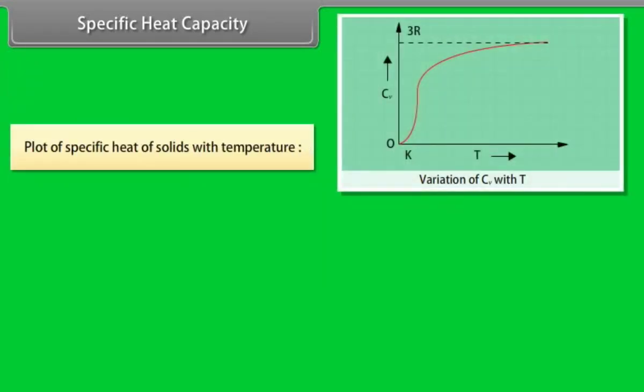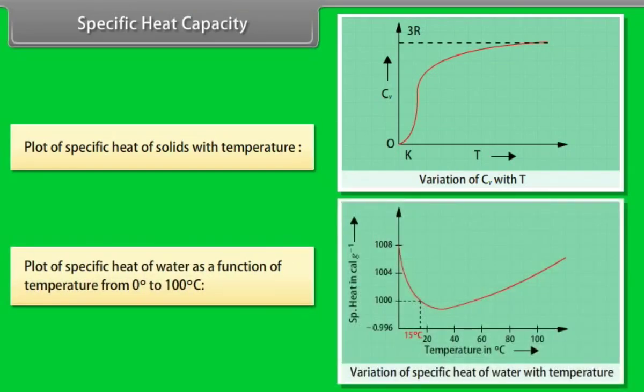Variation of specific heat of solids with temperature is shown in the given graph. The specific heat of water as a function of temperature from 0 degrees to 100 degrees Celsius has been plotted.